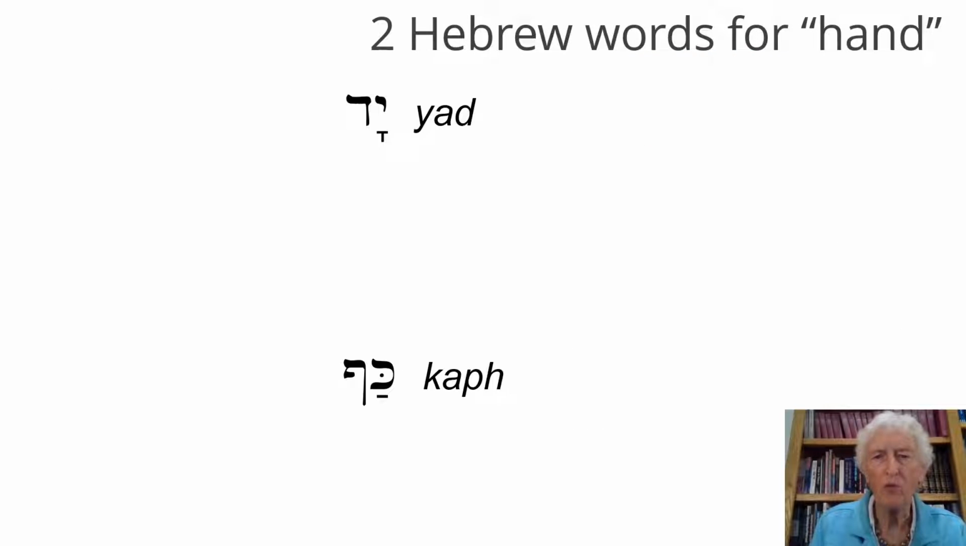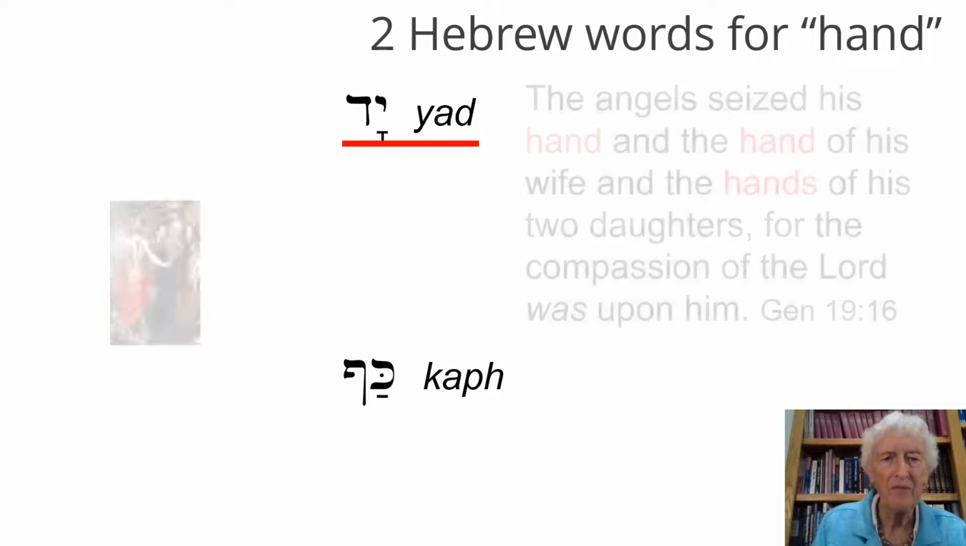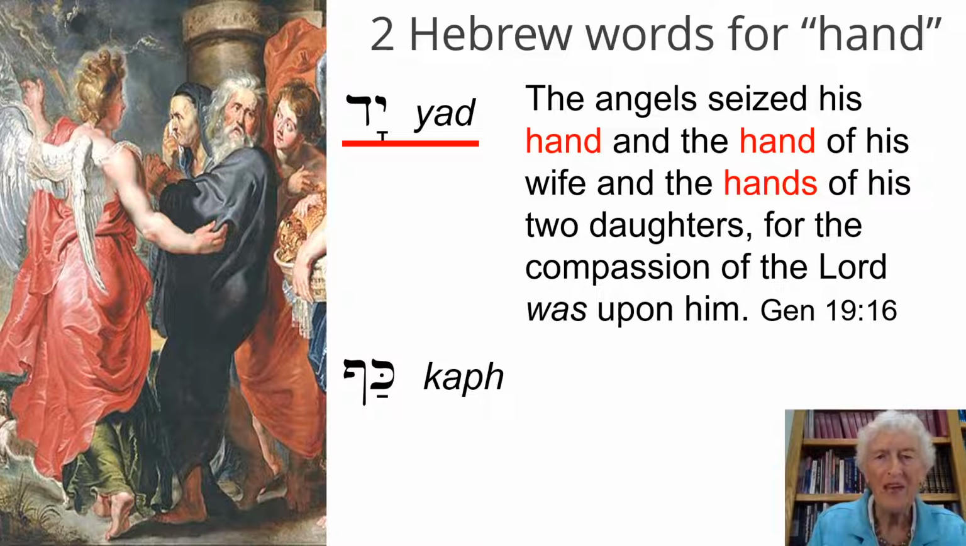There are two Hebrew words for hand, which are interesting. There's yad, and then there's our word kaf, two words for hand. Yad is the most common, but kaf is also a word that means hand. So let's take a look at yad. We read in Genesis, the angel seized his hand, and the hand of his wife and the hands of his two daughters, for the compassion of the Lord was upon him. That would be the yad. That would be the whole hand.